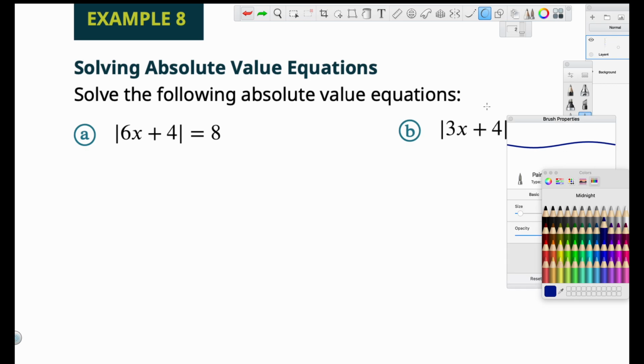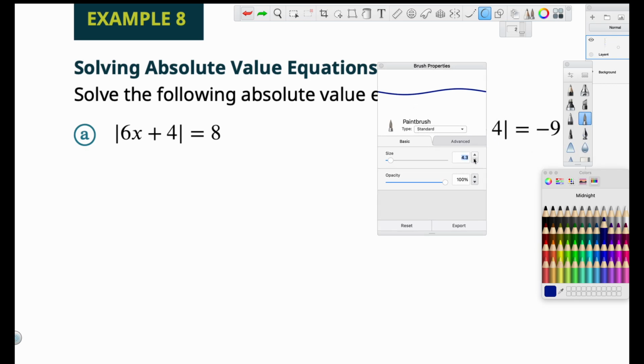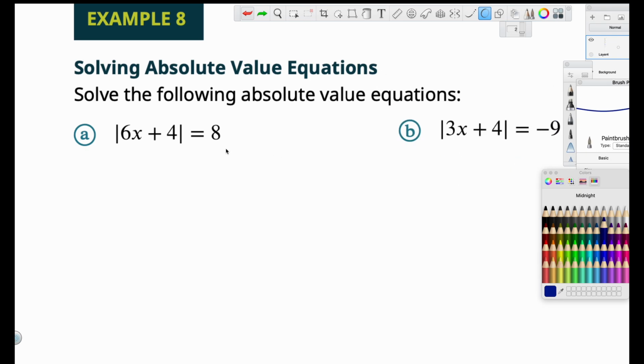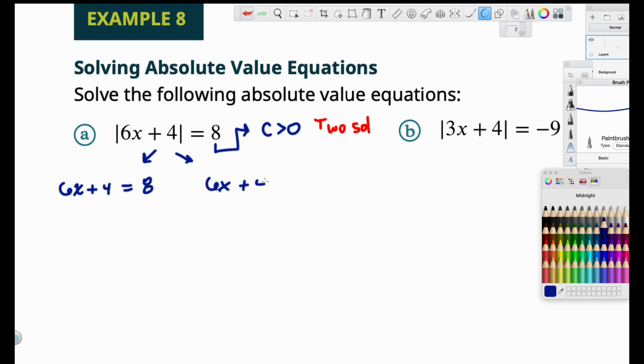For this first one, we have the absolute value of 6x plus 4 equals 8. Let's take a look at this. This 8 here is a positive value. C is greater than 0. This indicates that we have 2 solutions. So we're going to break this up into 2 equations, and we're saying that 6x plus 4, inside this absolute value, could be equal to 8, but it could also be equal to negative 8.